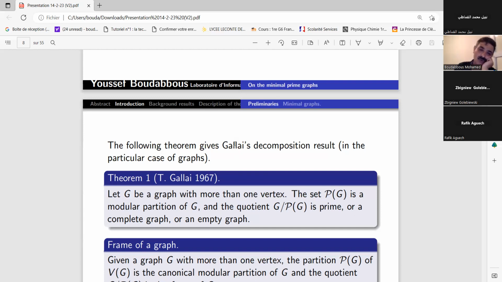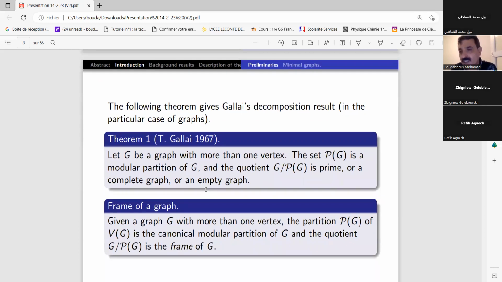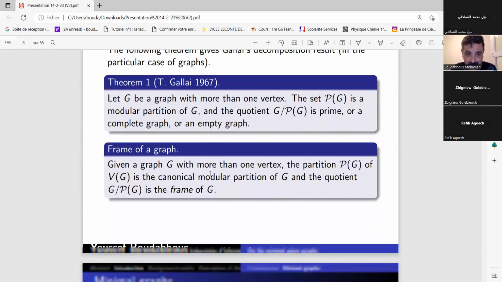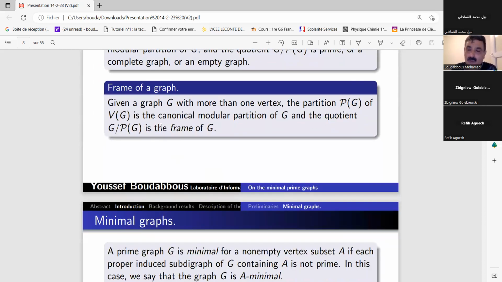We define the frame of a graph, given a graph with at least 2 vertices. The partition of Gallai P(G) is called the canonical partition of G, or the canonical modular partition of G, and the quotient of G by this partition is the frame of G. And the notion of frame is important in this talk.